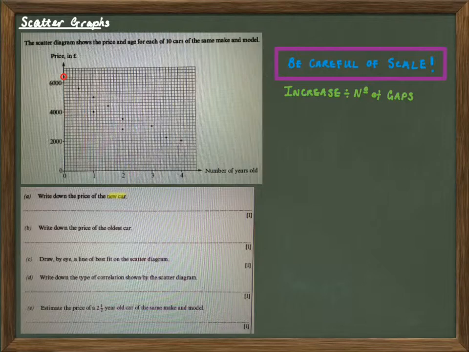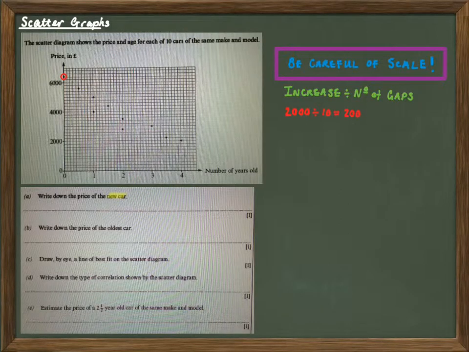So you could look at the increase between 0 and 2000 would be 2000. 2000 and 4000 would also be 2000. 4000 and 6000 would also be 2000, right? So it doesn't matter what point you pick on the line. The increase is 2000 each time. And divide by the number of gaps. Well, if you look, there are actually 10 little squares between one number and the next. So it would be 2000, the increase, divided by the number of gaps, 10, and you get 200. So what that actually means is each one square you go up is worth £200.